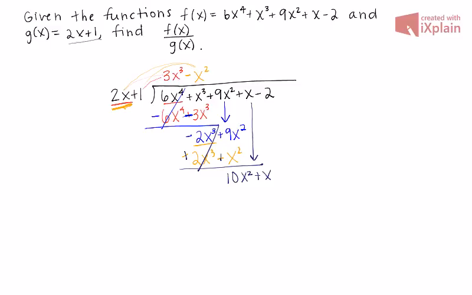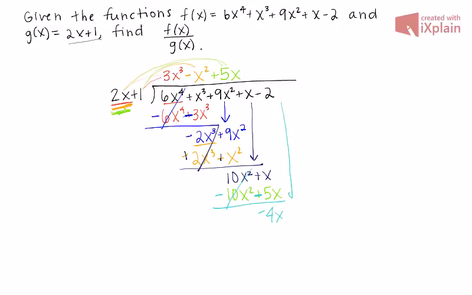Repeat the process once again. What do I multiply 2x by to get to 10x squared? You multiply it by 5x, so I'm going to put 5x on the top. 2x times 5x is 10x squared, and 1 times 5x is just 5x. I'm going to go ahead and change my signs to subtract. That will cancel out, and x minus 5x is negative 4x.